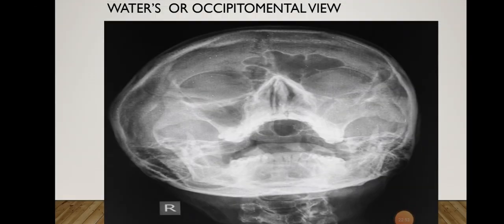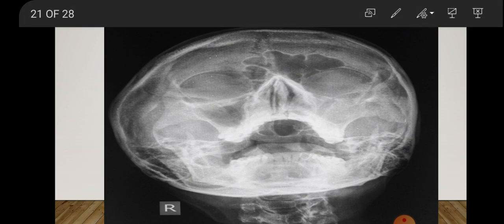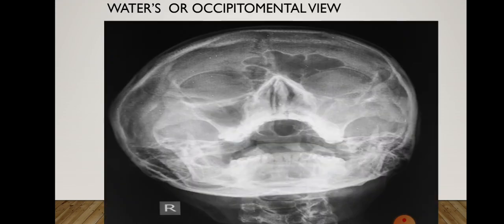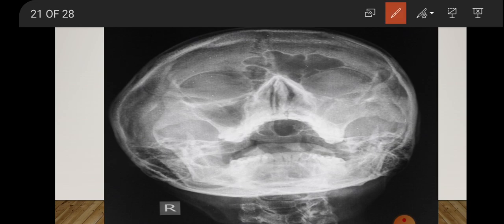So coming to the important thing here is this X-ray. This you call it as Waters view or occipitomental view. So how does this differ from the ordinary X-rays? Yes, in this X-ray, you ask the patient to open the mouth. See, the mouth is open here. So ask the patient to open the mouth, and then you take the X-ray. So you can visualize all the air sinuses.